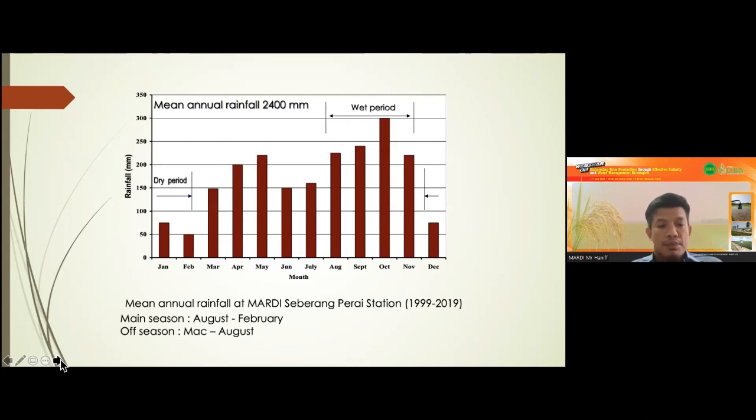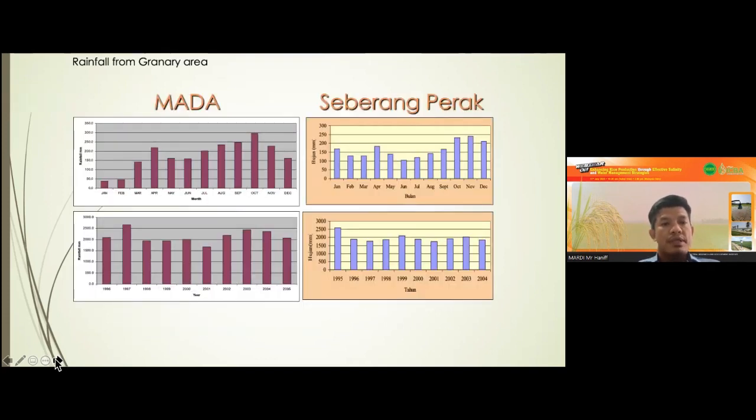Okay, this is the mean annual rainfall at the Madi Sampai station from 1999 to 2019. There are two main seasons that we can plant rice: the main season during August to February, and the off season from March to August. This is the rainfall pattern from another granary area, which is the biggest area, which is MADA. Also the same, we can plant two seasons, from March to July, and from August to December.